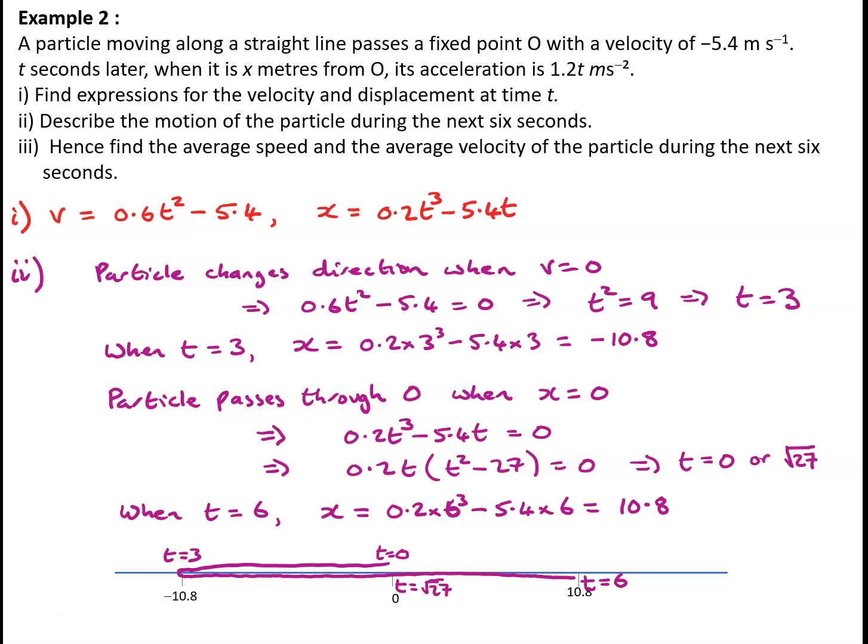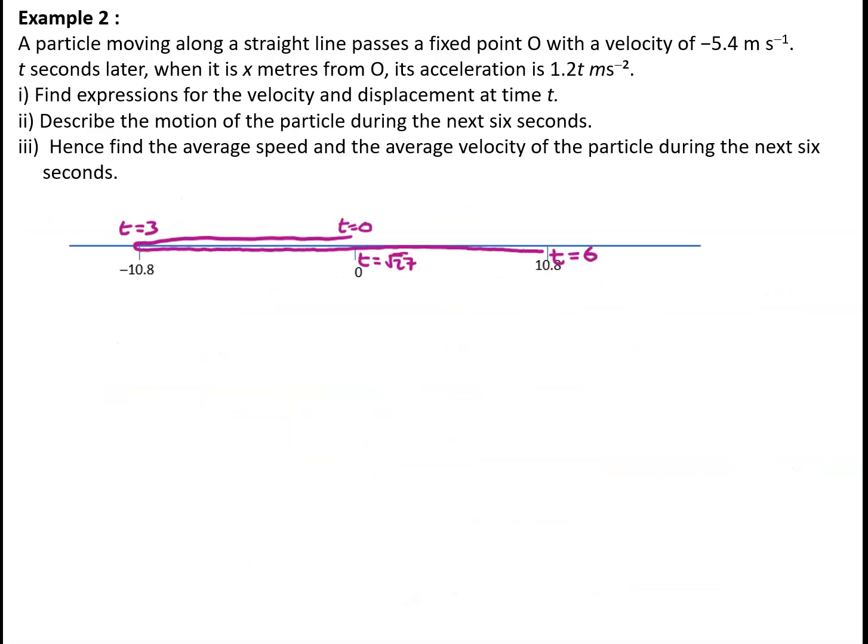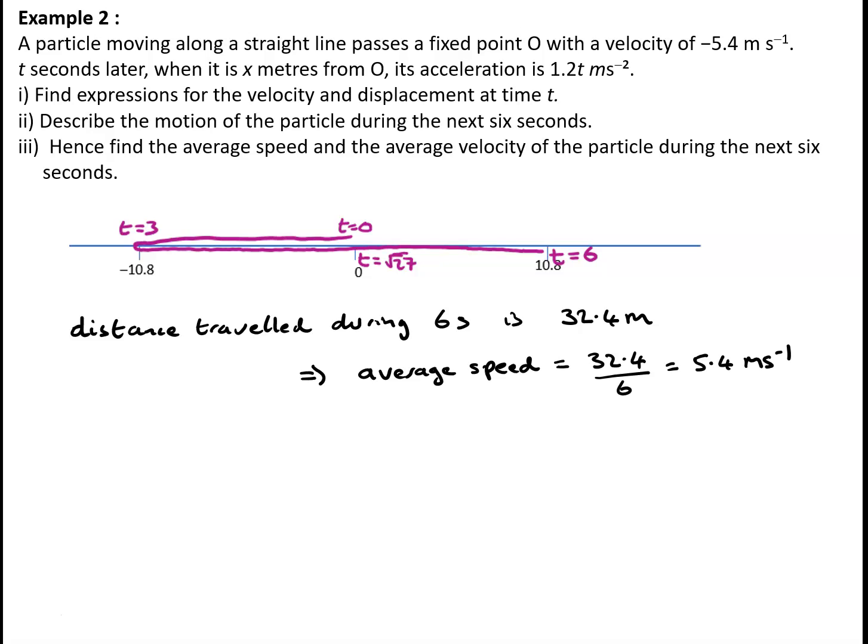And that little diagram will now enable us to answer part 3 quickly and easily. So the average speed is the distance travelled divided by the time taken. The distance travelled during the 6 seconds, well, we've gone 10.8 meters to the left, and then we've gone 21.6 meters to the right, so we've gone a total of 32.4 meters. So the average speed is 32.4 divided by 6, which gives me 5.4 meters per second.